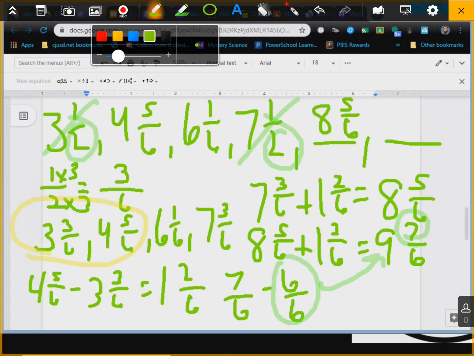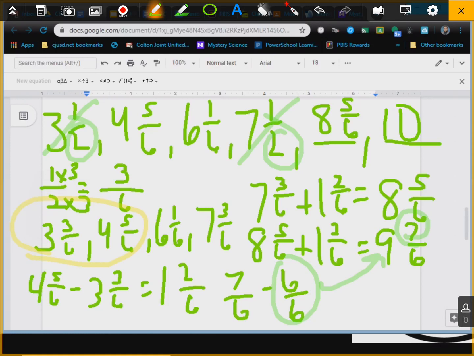So the 6/6, which turns into a 1, 1 plus 9 is 10. 7 minus 6 is 1. Denominator stays the same. That's my remaining fraction.